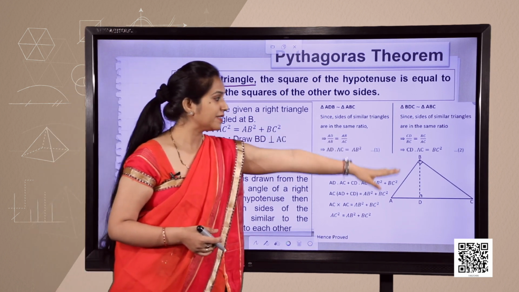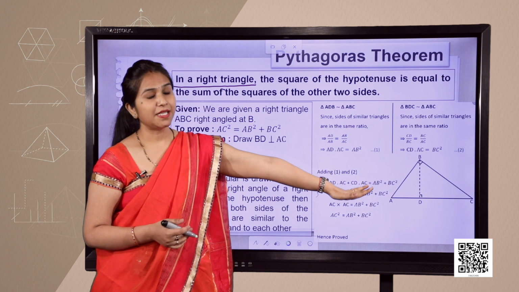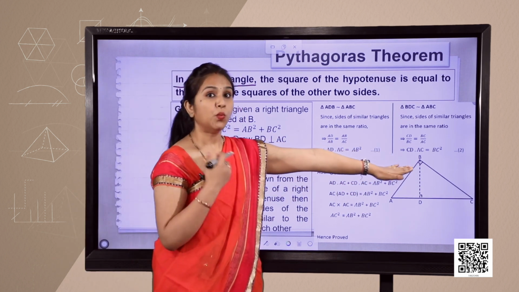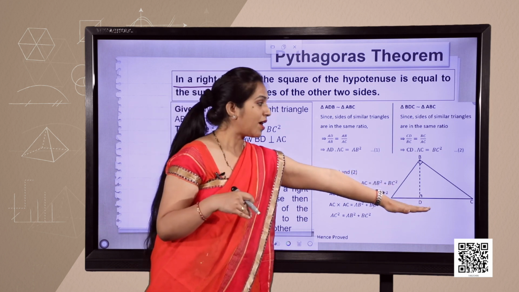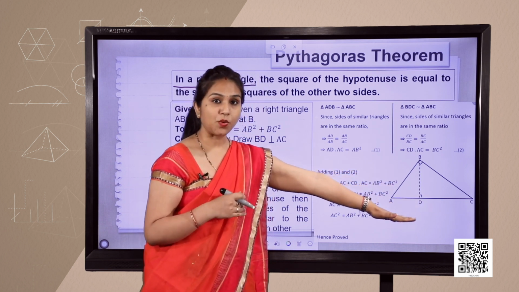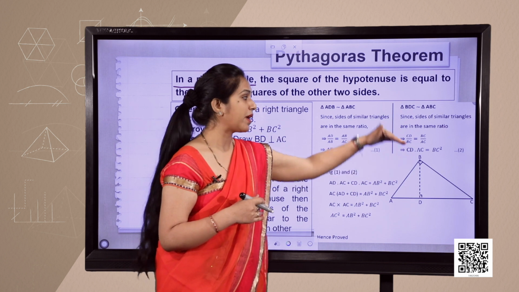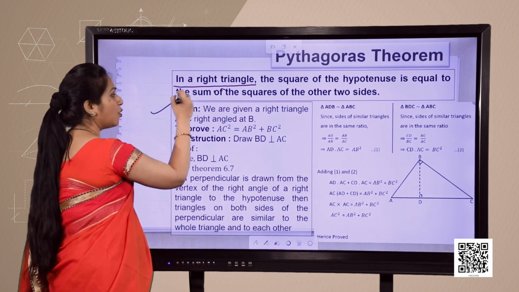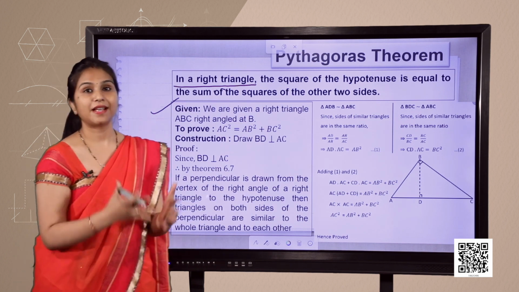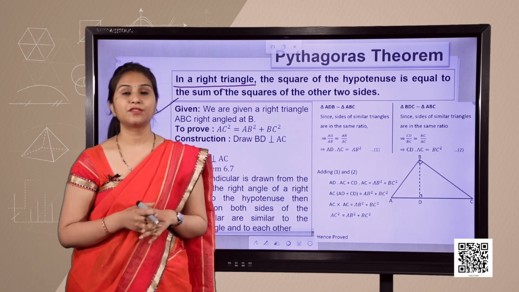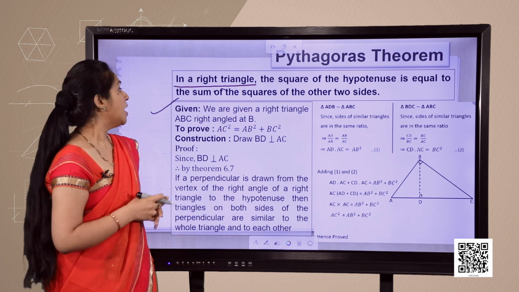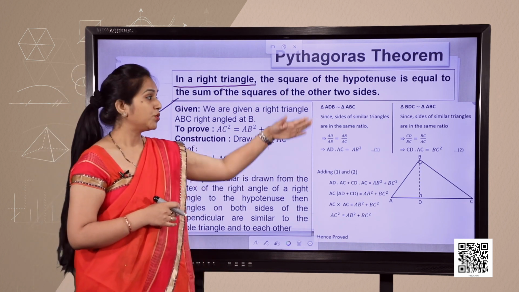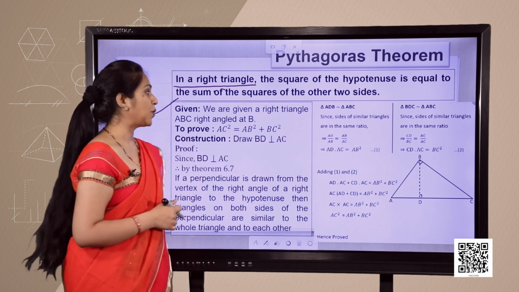So, this triangle is given to you, triangle ABC, and this is a right angle triangle, right angled at point B. What we have to show is that the square of the hypotenuse, that is AC square, is equal to AB square plus BC square. So, as you know, we will always start with the given things. Write down: ABC is a right angle triangle, right angled at B. What we have to prove? We have to show AC square is equal to AB square plus BC square.